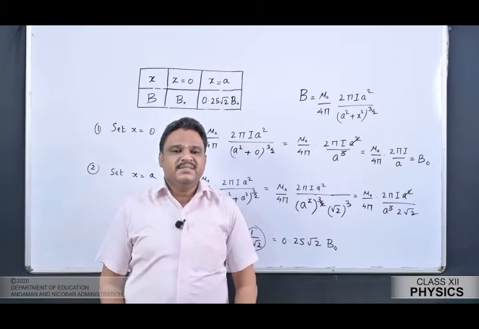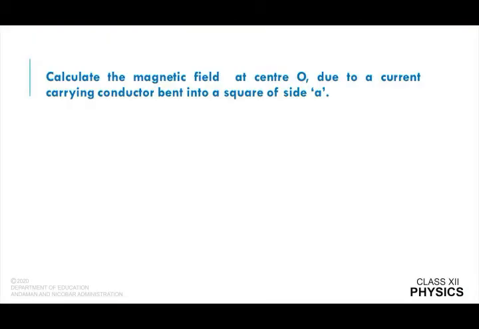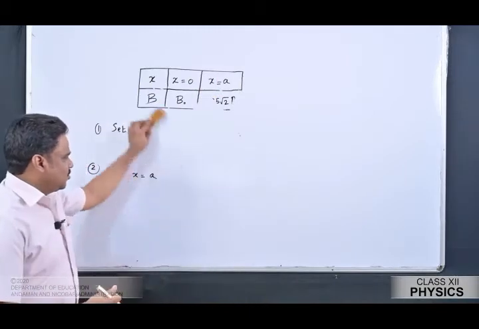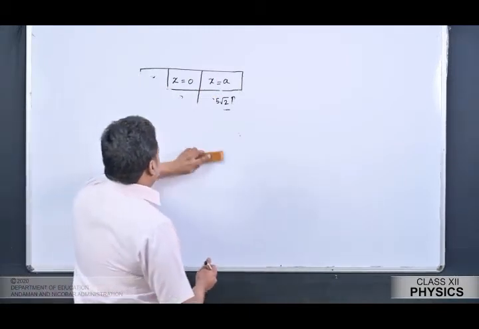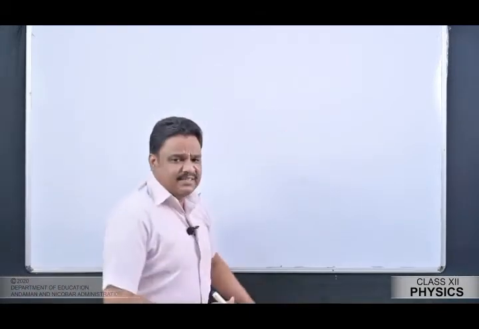Our question is, calculate the magnetic field at center O due to a current carrying conductor bent into a square of side A. Once again our aim is to calculate the magnetic field at center O due to a current carrying conductor bent into a square of side A. So obviously this is also one of the applications of Biot-Savart law. So I think the question is very simple.